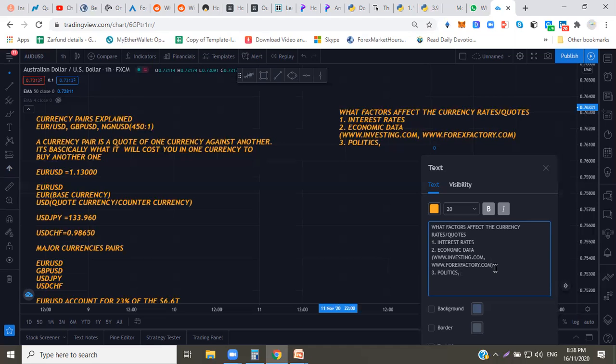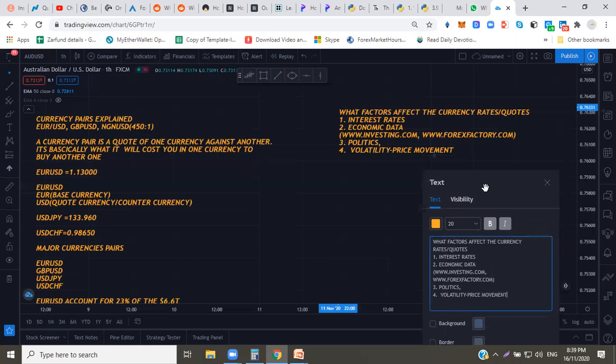Then there's volatility. Volatility is basically people buying and selling. Whenever there are a lot of traders in the market, there's going to be a lot of volatility. Volatility means price movement. So the more the price movement, the more the volatility in the market, the more movement you will see in the pairs. With more volume, more people in the market at that time, that's when a lot of movement will be happening.